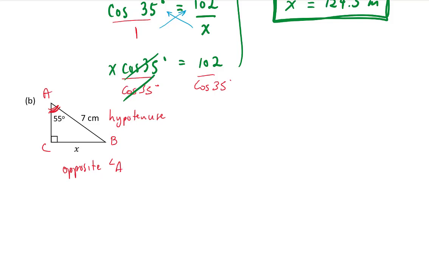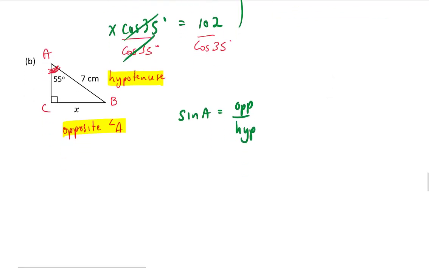So we look for a ratio that has the hypotenuse and the opposite side. And that one is sine. So the sine of A is the opposite over the hypotenuse. And if we want to solve that, we know that the angle this time is 55 degrees. The opposite side is x, and the hypotenuse is 7.